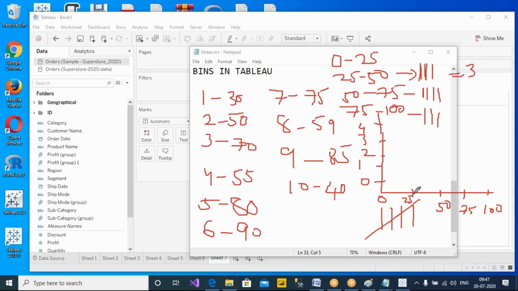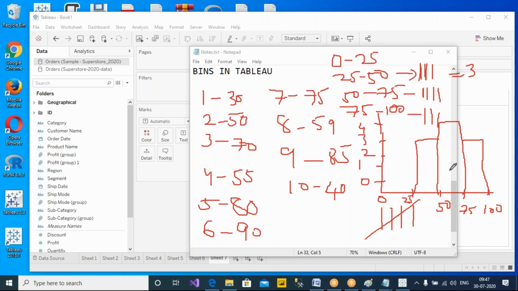So now I have to draw a line from here to here. It is a 3. And 50 to 75, 4. So there will be a continuity of this line, isn't it? So we used to draw that like this. 75 to 100, so 3.